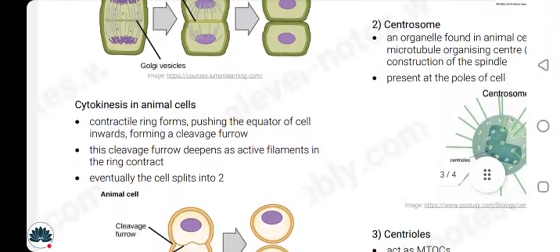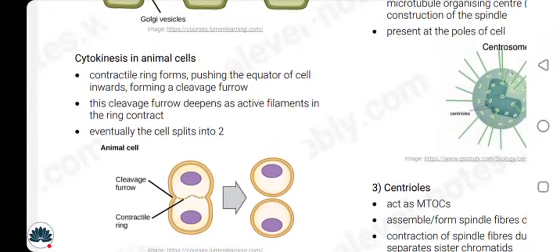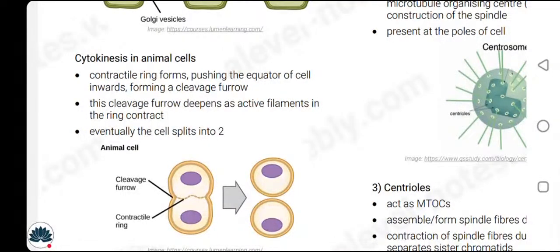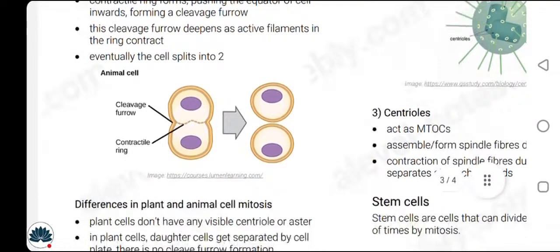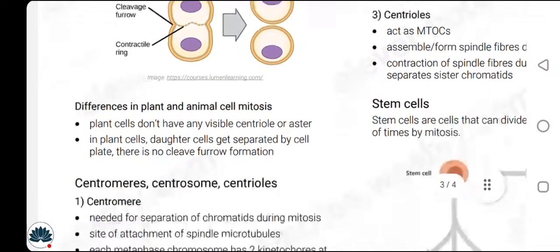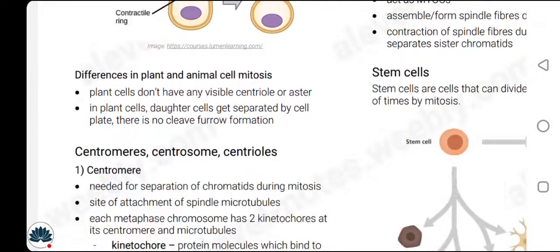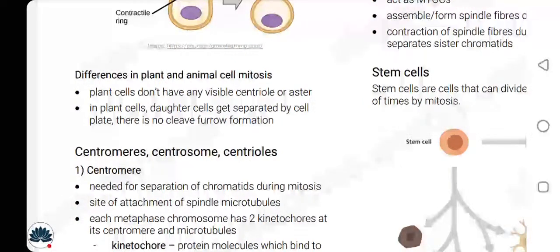Cytokinesis in animal cells. A contractile ring forms, pushing the equator of the cell inwards, forming a cleavage furrow. This cleavage furrow deepens as actin filaments in the ring contract. Eventually the cell splits into two. This is very simple, as the terminologies have been shown in the diagram. Differences in plant and animal cell mitosis: plant cells don't have any visible centrioles or asters. In plant cells, the cytoplasm is divided by cell plates, and there is no cleavage furrow formation.